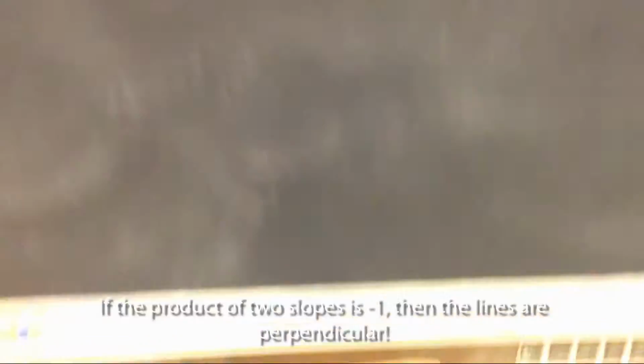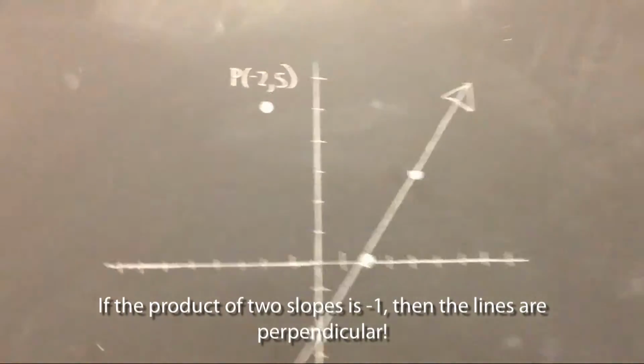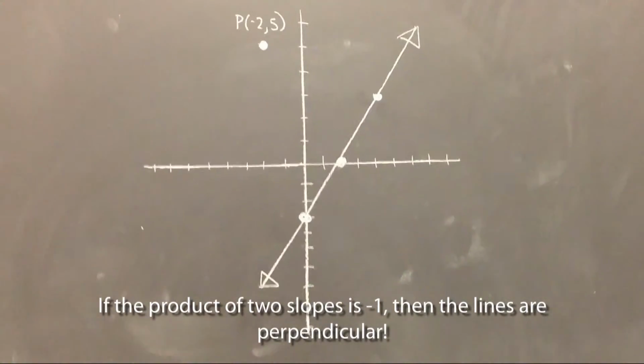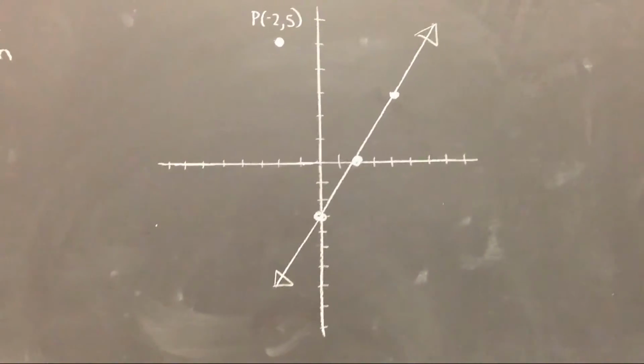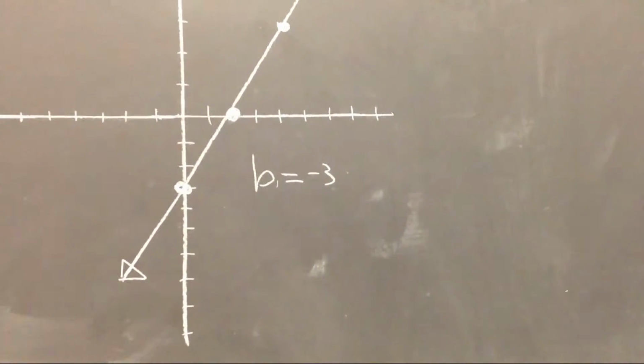Okay, so I've got a little bit of work to do to try and show you this. First of all, notice that the line goes through -3 on the y-axis. That's the y-intercept right there at -3. So that means that B is equal to -3.